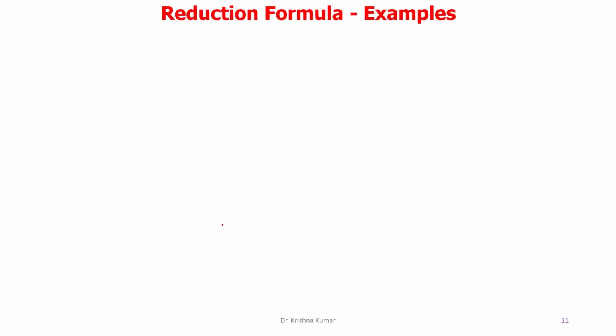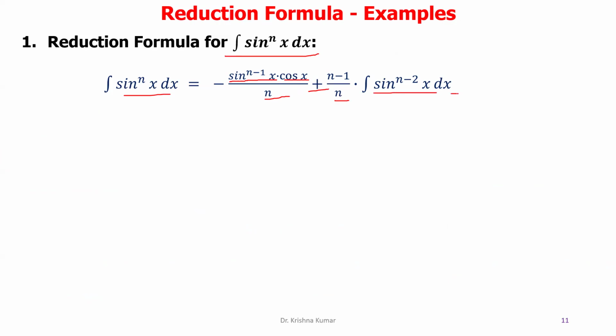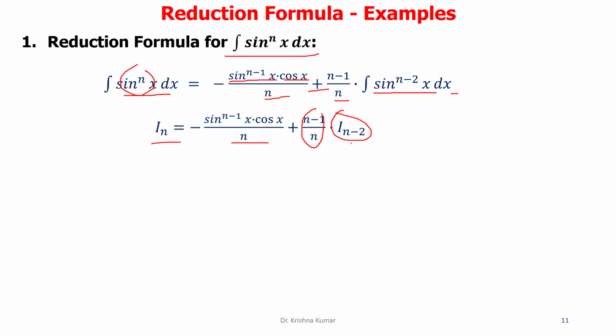Next, what are the examples of reduction formulas? Let us take the reduction formula of the integration of sin^n x dx. The integration of sin^n x dx is equal to minus sin^(n-1) x cos x divided by n, plus (n-1)/n times the integration of sin^(n-2) x dx. This can be written as In = -sin^(n-1) x cos x / n + (n-1)/n In-2. So in this example, In is reduced to In-2. If we simplify again, then In-2 will be reduced to In-4, then In-6, In-8, In-10, and so on.